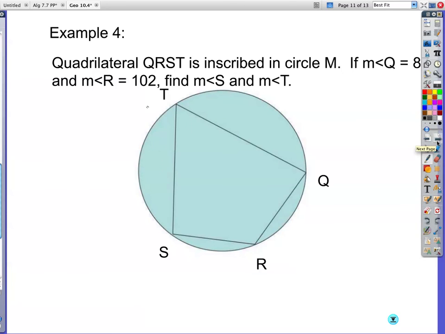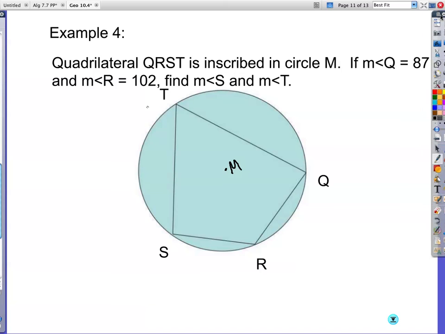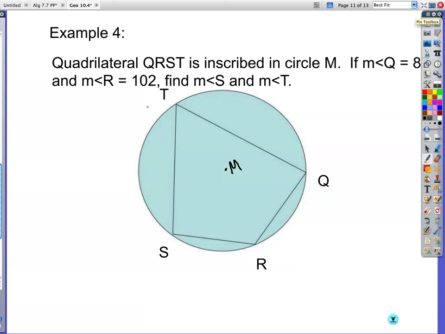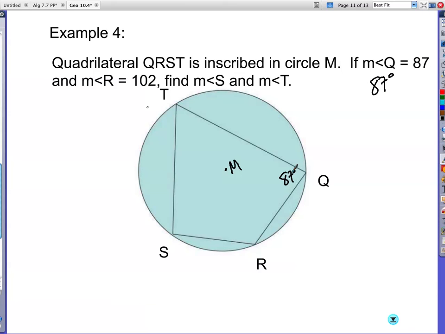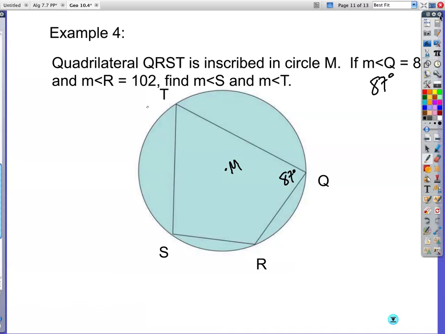So quadrilateral QRST is inscribed in circle M. Probably means I should have a little dot with an M here. If the measure of angle Q, I think that's supposed to say 87. If you don't believe me, there it is. Okay, so that's 87 degrees. So I'm going to put that right in there, 87. Write that back out. Angle R is 102. Find the measure of angle S and angle T. So I need to find angle S, find angle T.